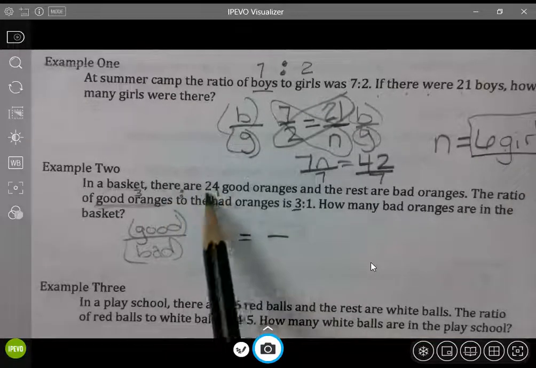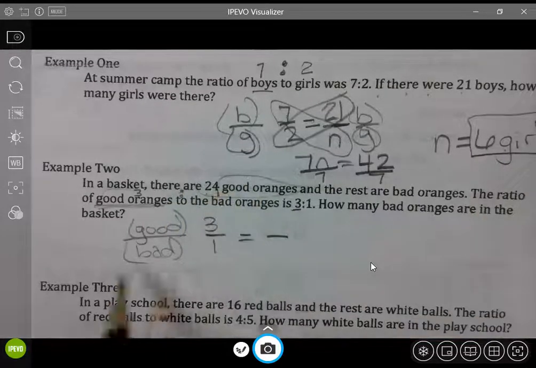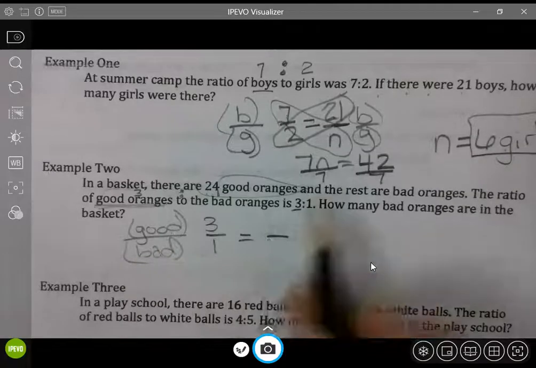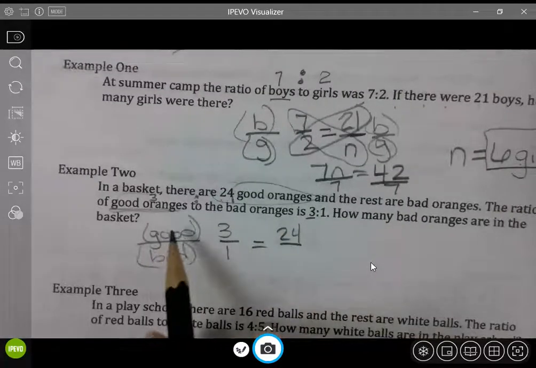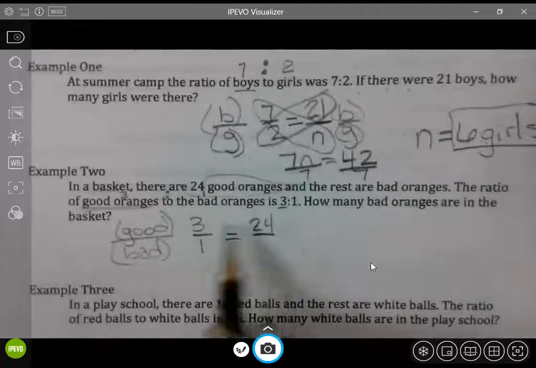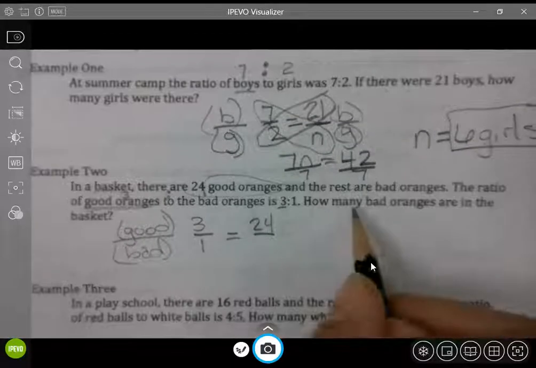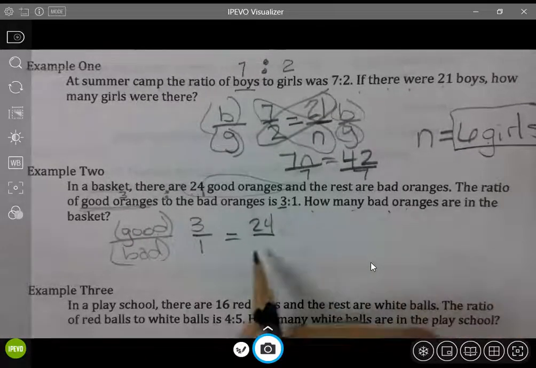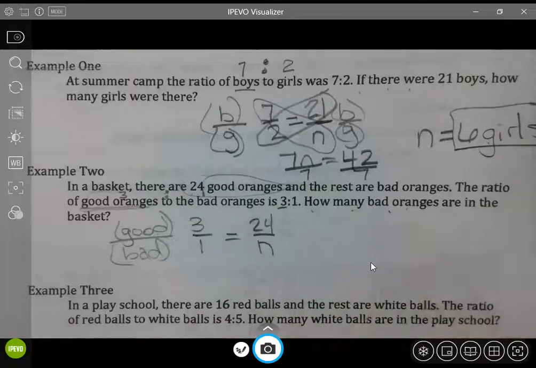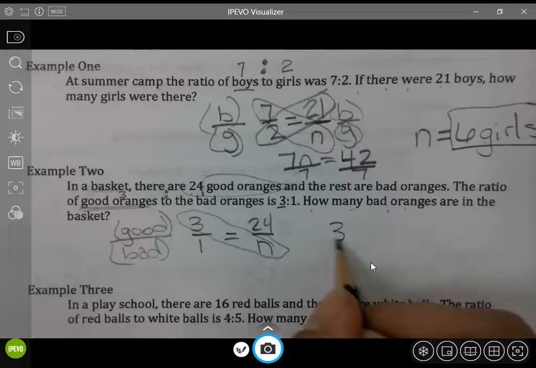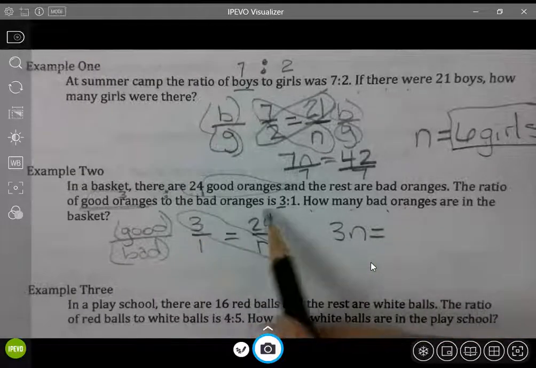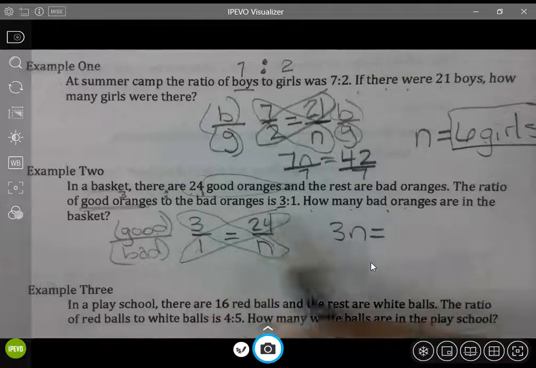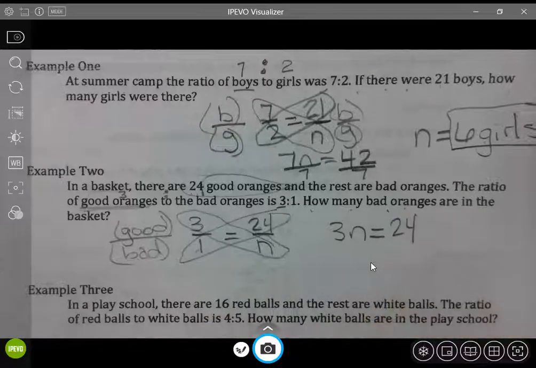So if there are 24 good oranges, well, where are we writing good? We're writing them in the numerator. See how much easier it is if you've labeled it? It's easy to find where they go. So how many bad oranges? So we're looking for bad. This is a number I don't know. And then all I do is my cross multiplication. 3 times n, 3n. 1 times 24, 24.